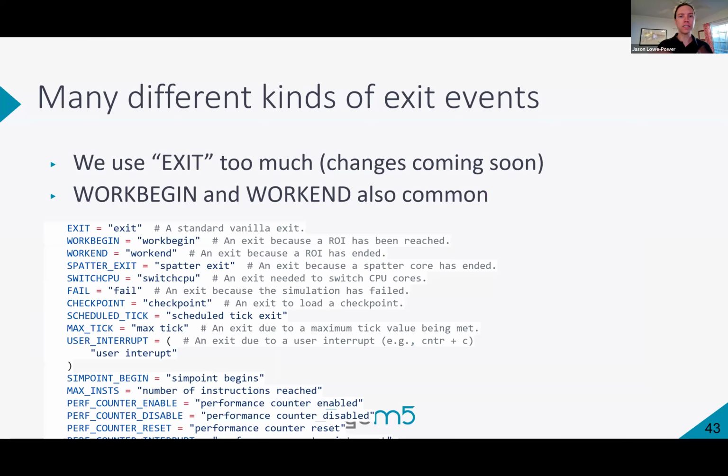There are lots of different kinds of exit events. We use m5 exit for everything right now, but that's going to be fixed in the next version of gem5. But there are lots of other exit events as well. Work begin and work end are probably the most common, which is what happens if you call m5 work begin or m5 work end. You can find the others in the simulator module in the standard library.